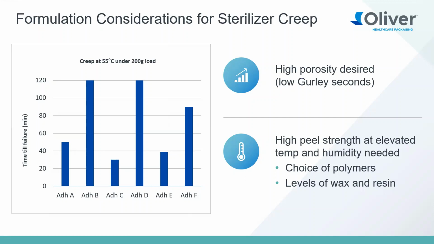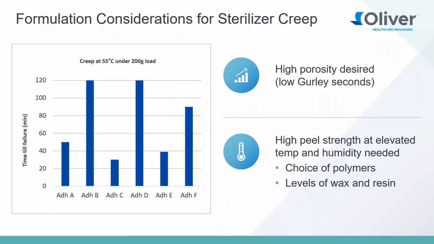And so the bar chart here is just showing a test that we do to rank materials. And so what we've got here is 6 different types of coatings. What we do is we create a 1-inch wide seal coupon, and we affix a 200-gram weight to one of the tails of the coupon and put it in an environmental chamber at 55 degrees Celsius to simulate EO. And we just see what happens. So higher is better in this one.